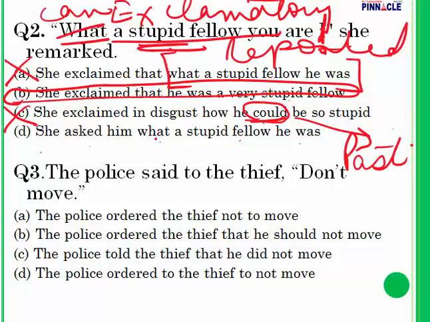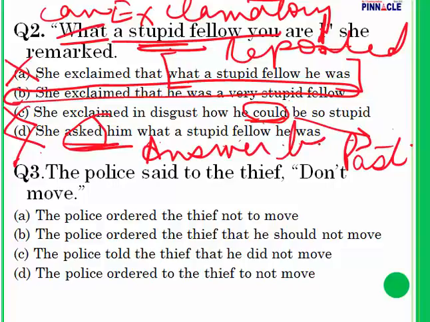She asked him what a stupid fellow he was. She is not asking him. If you look at the sentence, it is not an interrogative sentence. Only in interrogative we use reported verbs like asked, questioned, etc., which is not in this particular case. So D also gets eliminated. What is my answer? My answer is answer B. I hope that was clear.